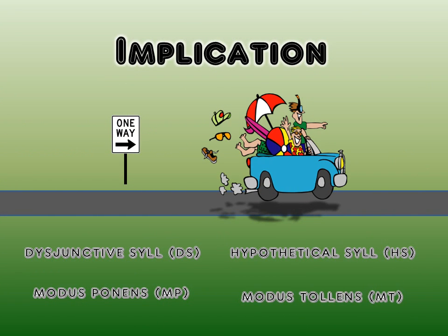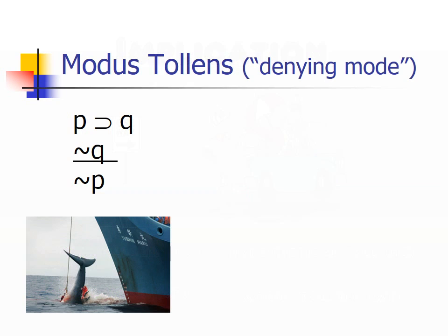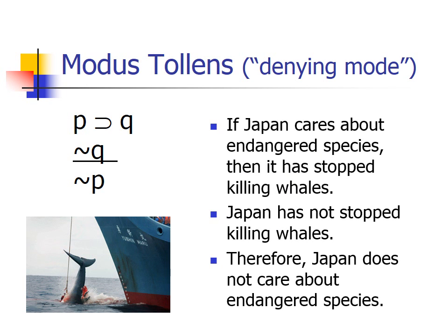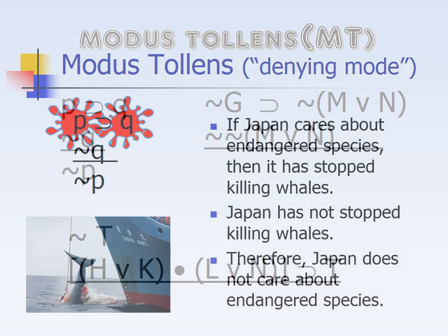Now let's talk a little bit about Modus Tollens. Modus Tollens is the way of denying, the way of tearing down, just like Modus Ponens is the way of building up. If Japan cares about its endangered species, then it stopped killing whales. It has not stopped killing whales, so it apparently doesn't care about endangered species. So what I did here is I took a horseshoe claim and I put a stopper on the consequent. I denied the consequent with my second premise. Consequently, I was able to also deny these conditions sufficient to get us to that particular consequent.